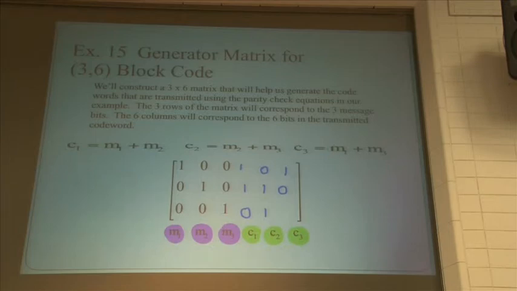Now we're on the third row, our third string of code. We're doing the third check bit for the third string of code. Still the same formula, M1 plus M3 gives us a 1. 0 plus 1.